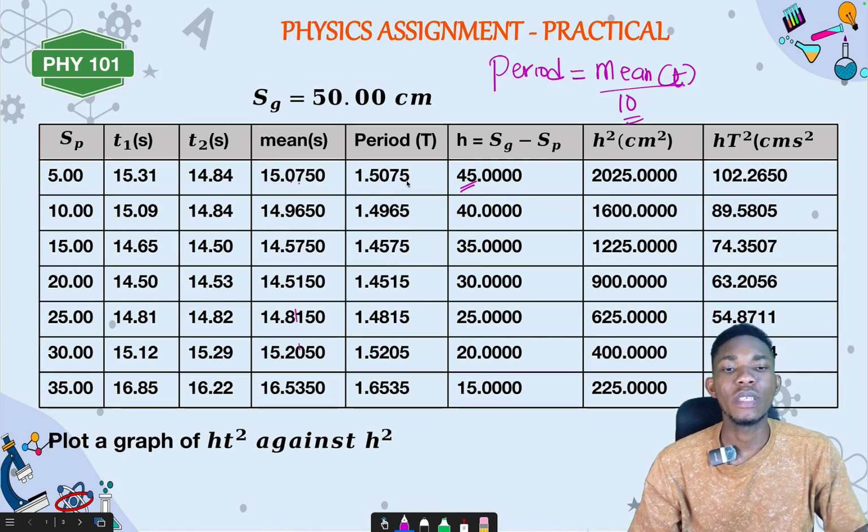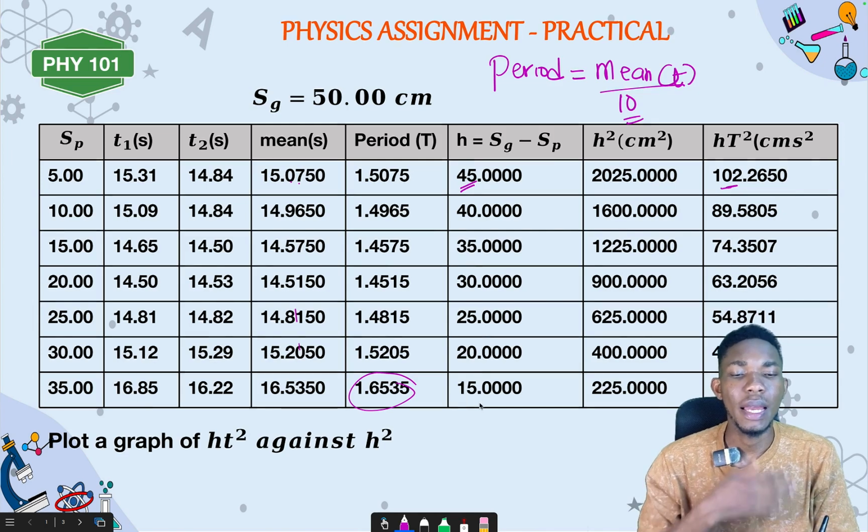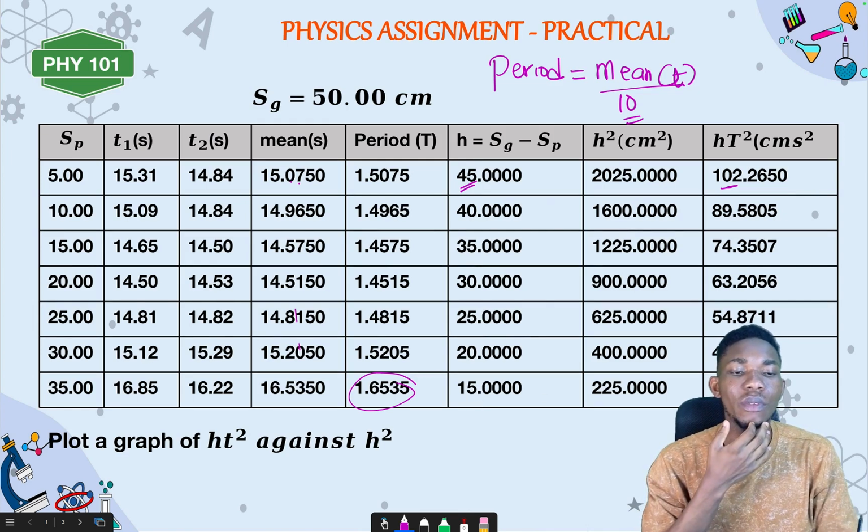So we have 1.5075 square multiplied by 45. It will give us this. 102.2650. Same thing you are going to do for the 1.4965 square multiplied by 40. That is going to give us this. 1.4575 square multiplied by this will give us this. And that is the same thing you are going to do for each of them. Multiply them or square them, then use them to multiply what you have in H. For instance, this last one will be 1.6535 square. Use it to multiply your 15.00. That will give us this.